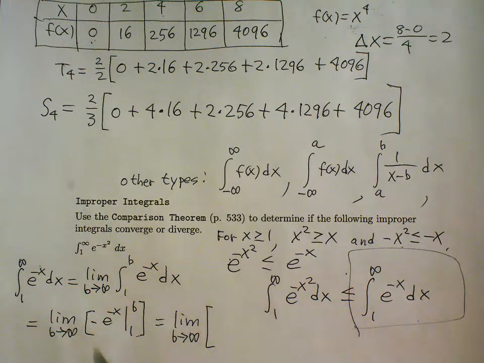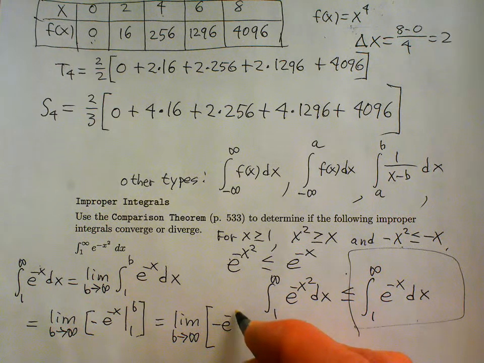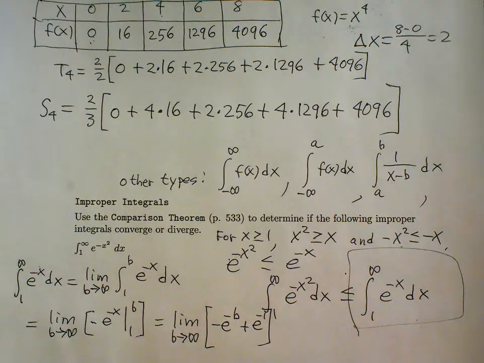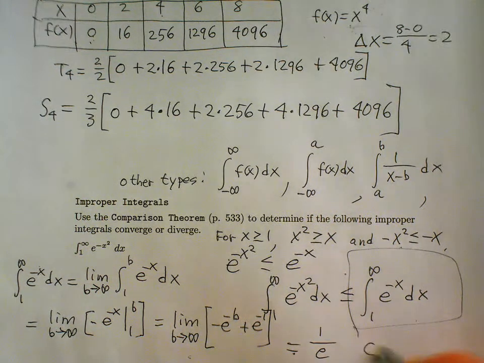Okay, so we get negative e to the negative b, minus a negative, which is plus e to the negative 1. But as b goes to infinity, e to the negative b goes to 0. And so this limit is e to the negative 1 or 1 over e. So we get convergence.